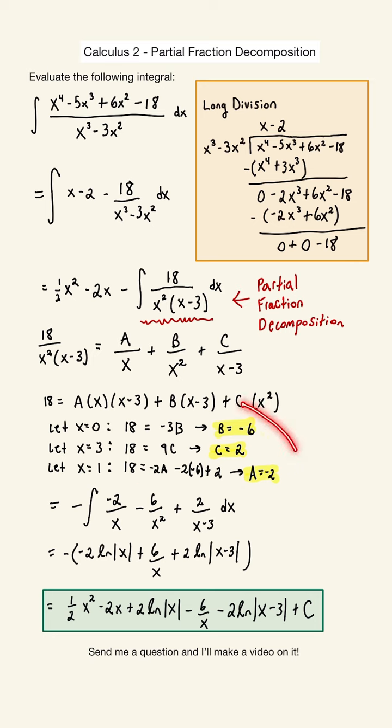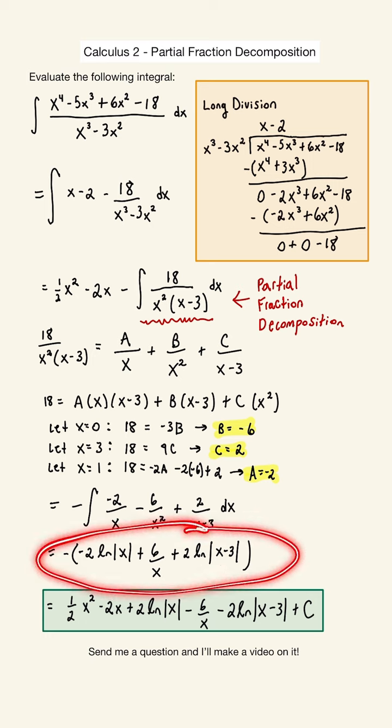Now we can go ahead and plug in these A, B, and C constants into our expression, and we'll get the following integral. And this is an integral that's very easy to do. We can go ahead and perform this integral, and by combining our solution from this integral with our earlier solution, we can get our final solution.